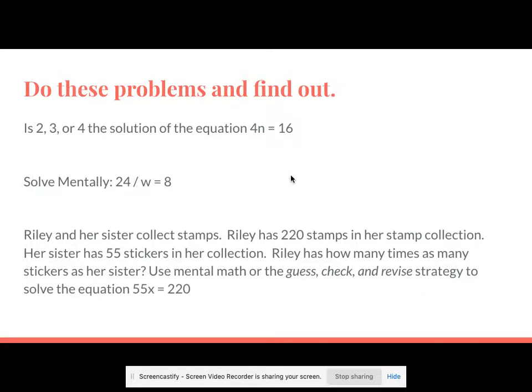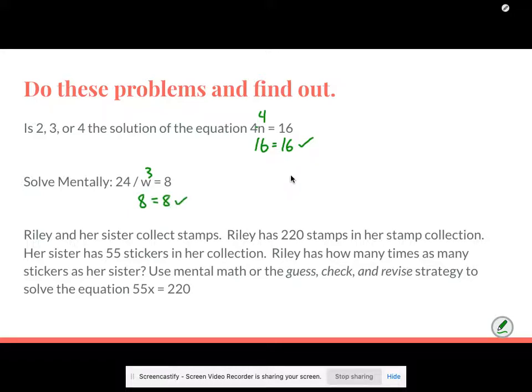Then we're going to have multiplication and division. Is 2, 3, or 4 the solution of the equation 4n equals 16? Well, since we did algebraic expressions, we know that that means multiply. So 4 times 4 is 16. So 16 equals 16. 24 divided by w equals 3. Well, 24 divided by 3 is 8, so w equals 8.